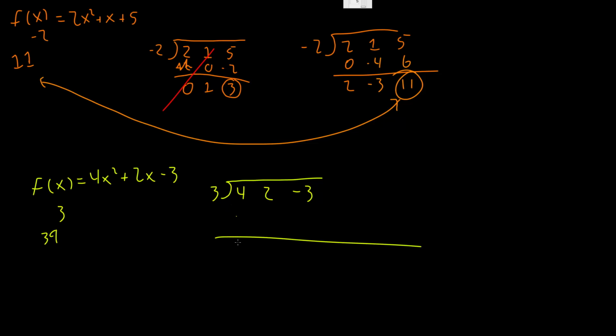Now I draw this line, the 4 carries down, 3 times 4 is 12, so we get 14 here, and then 3 times 14 is going to be 42. Oh, that's interesting. It's actually going the way that I did it before. And these two added together is 39, and that checks out. All right, so that seems to be how we do synthetic division.